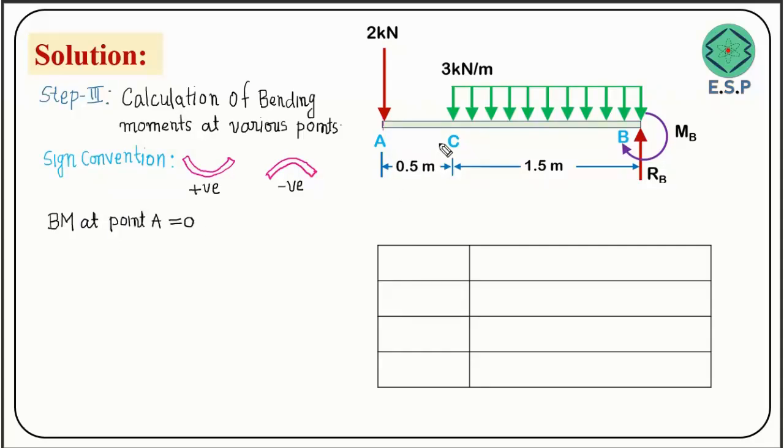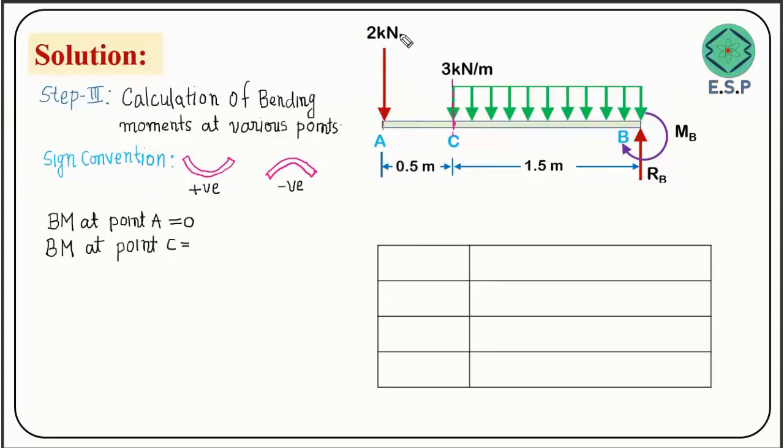Now we will try to take the bending moment at point C. Our plane is going to be at this particular point C, and we will see what bending moment is caused by the forces acting on the left side of this plane, because we are moving from here to here. We are considering the forces which come into the range of this plane. Now we have just one force, that is 2 kilonewton acting at a distance of 0.5.